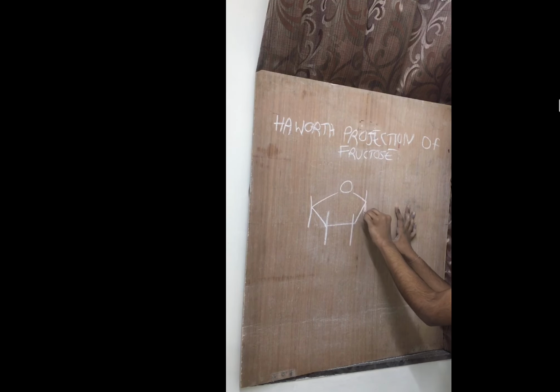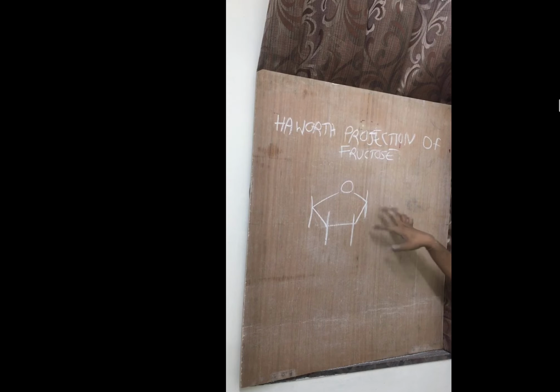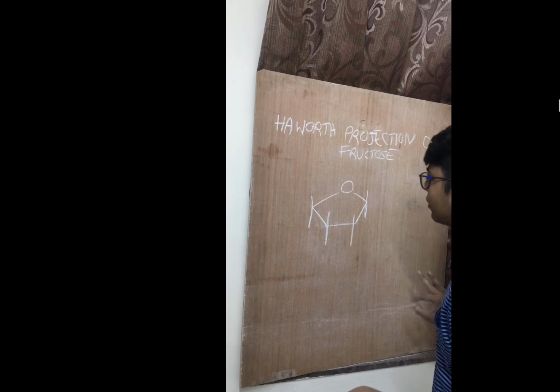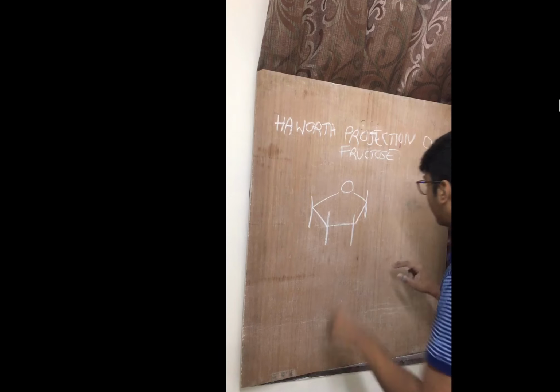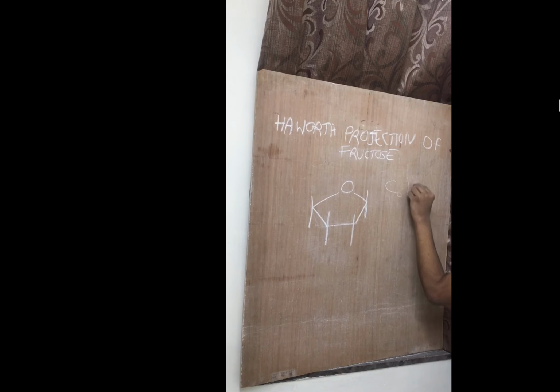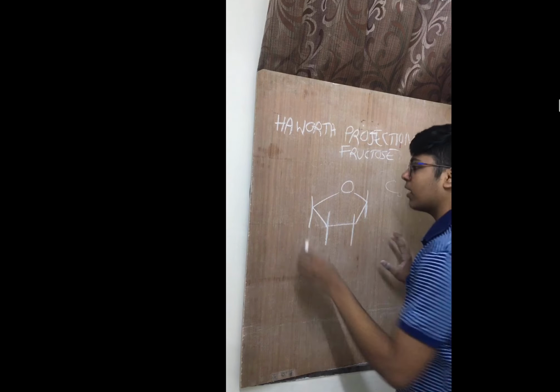Now just put carbon, hydrogen, oxygen, everything, right? Now you will tell, the formula of fructose is C6H12O6. There are only 4 carbons here. Wait, I am making it, right?